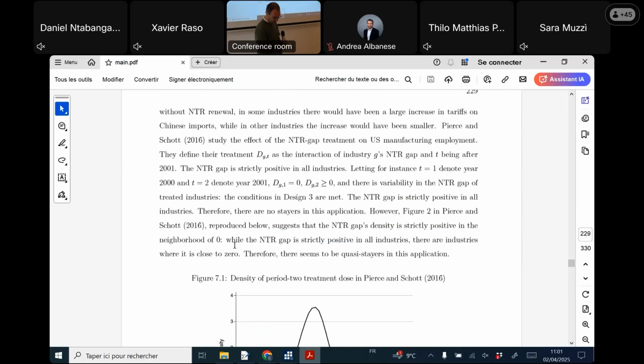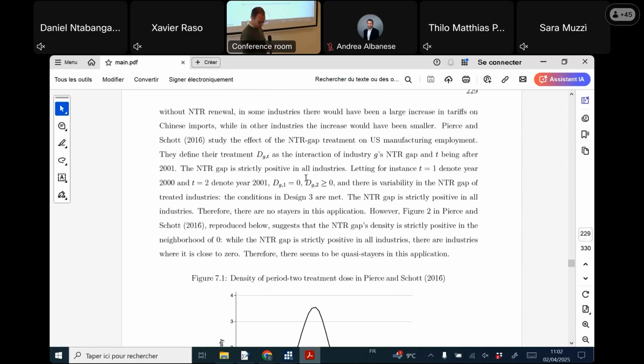Pierce and Schott to define what they call the NTR gap treatment, which is the differential between the WTO tariff rate and the much higher tariff rate that an industry would have experienced without renewal. And they define their treatment variable as the interaction of this gap and being after 2002, which is the year when China joined the WTO. No, actually 2001. And so by definition, no industry is treated before, and all industries are treated after, and actually you don't have stayers. For every industry, there is a strictly positive amount of uncertainty being eliminated, a strictly positive potential tariff spike being eliminated by the reform.